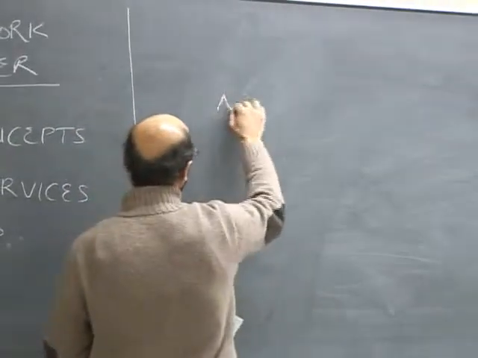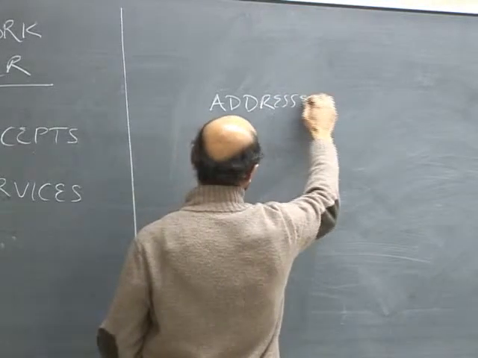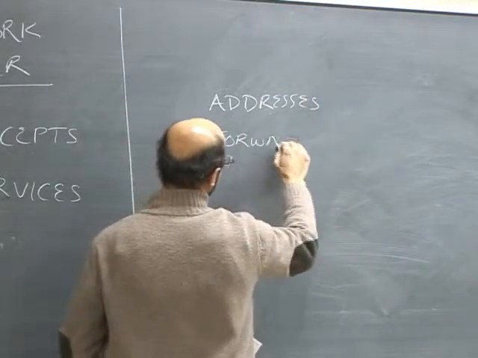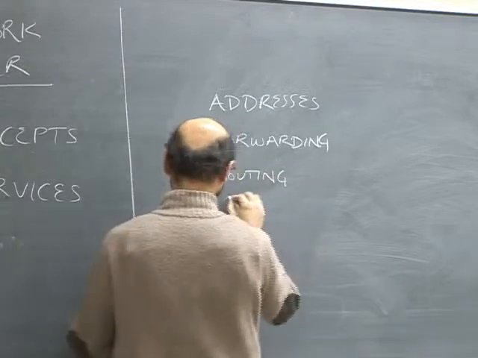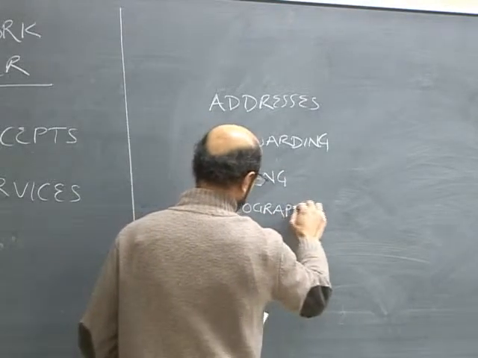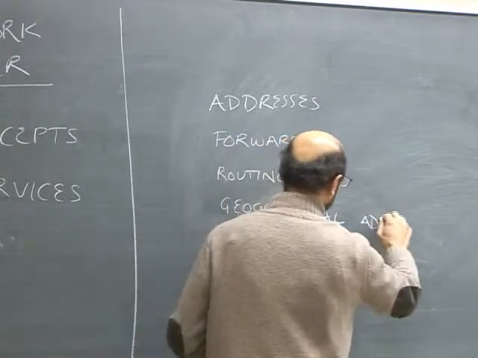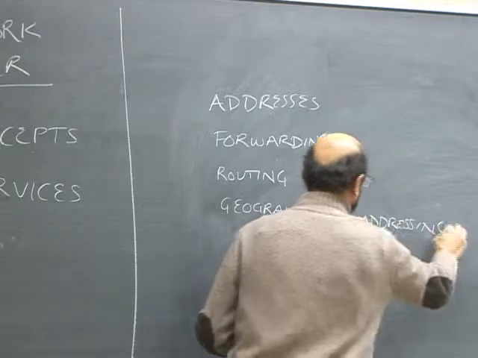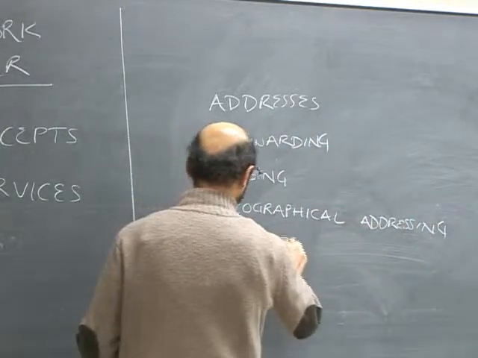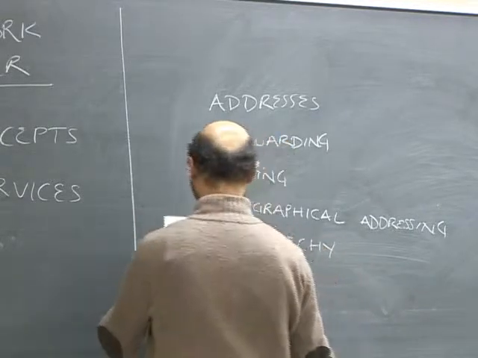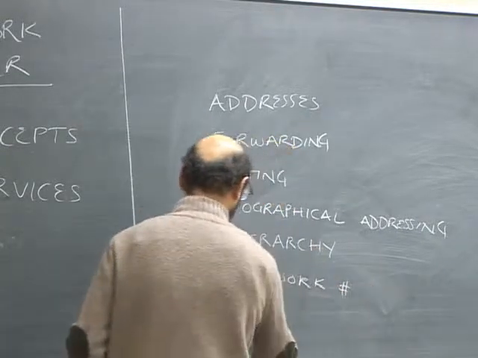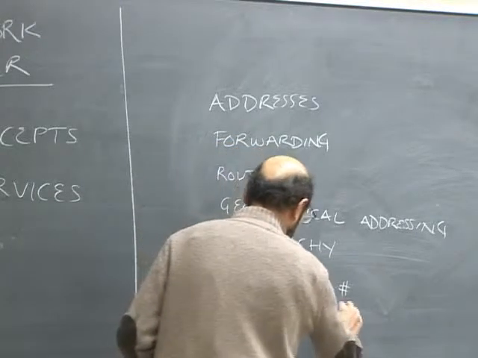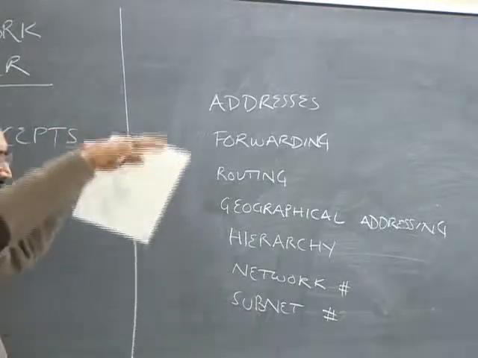So I talked about this concept. I'm just going to write down the concepts we talked about. So we have addresses. We have forwarding, which is how we send the packets on. We have the notion of routing, which is how the routing tables are made. We have the notion of geographical addressing, and then we have a hierarchy. I wanted to make sure these are the concepts that you should be familiar with. And then the notion of a network number and the subnet number, which are basically the different levels of the hierarchy: the subnet, the network, and then the rest.